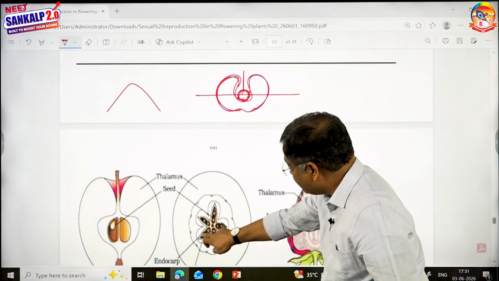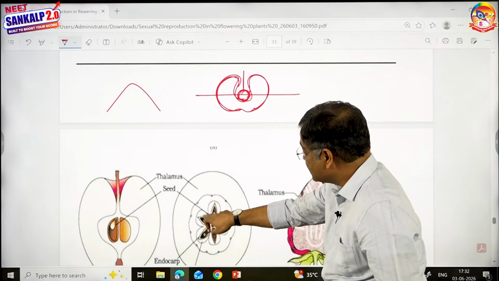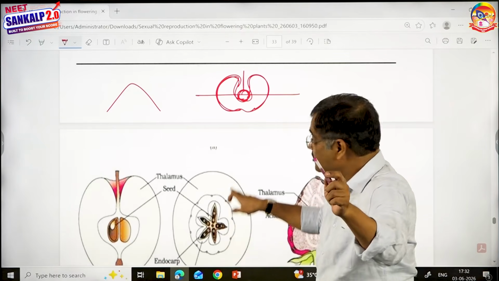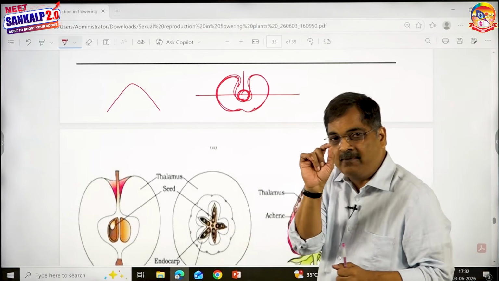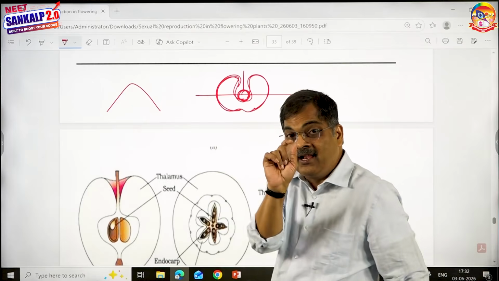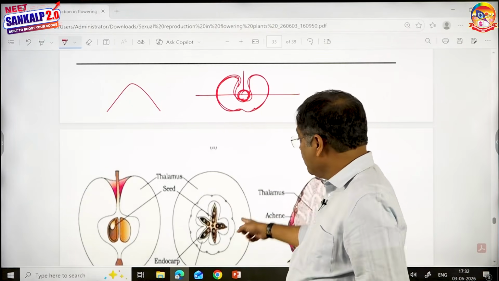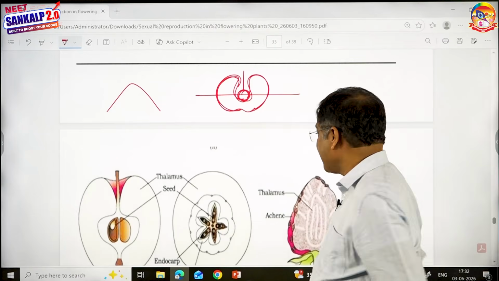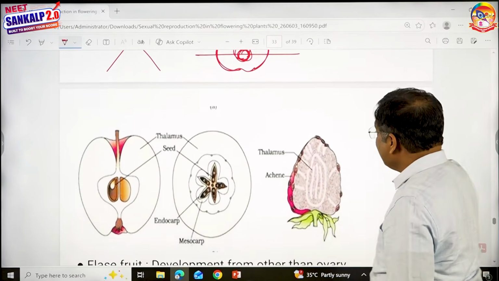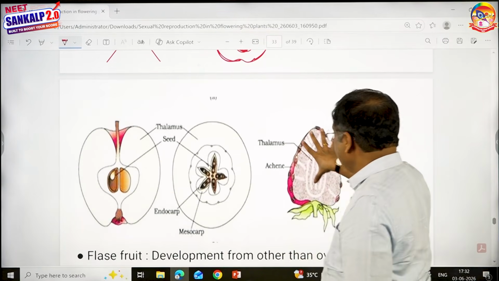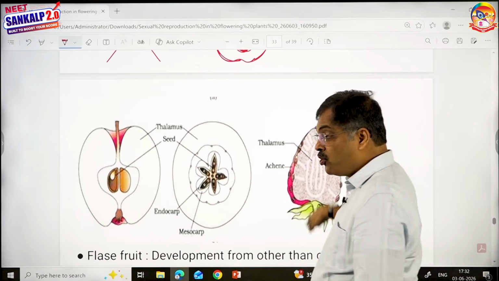1, 2, 3, 4, 5. 5 carpels, just like hibiscus, united to form that black colored, brown colored structure inside the apple, which is the true fruit called pome. If you take a section of that, you see 5 carpels united with axile placentation. Strawberry, again, the thalamus is edible in strawberry. And the true fruits are achenes.